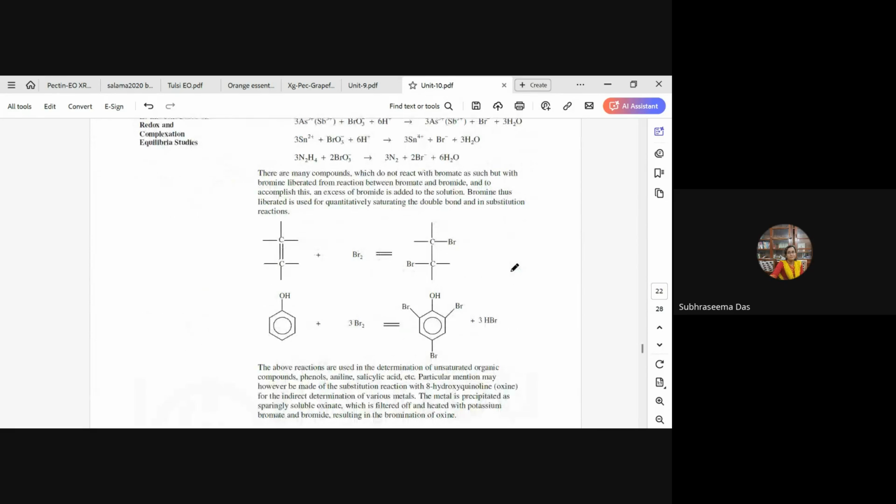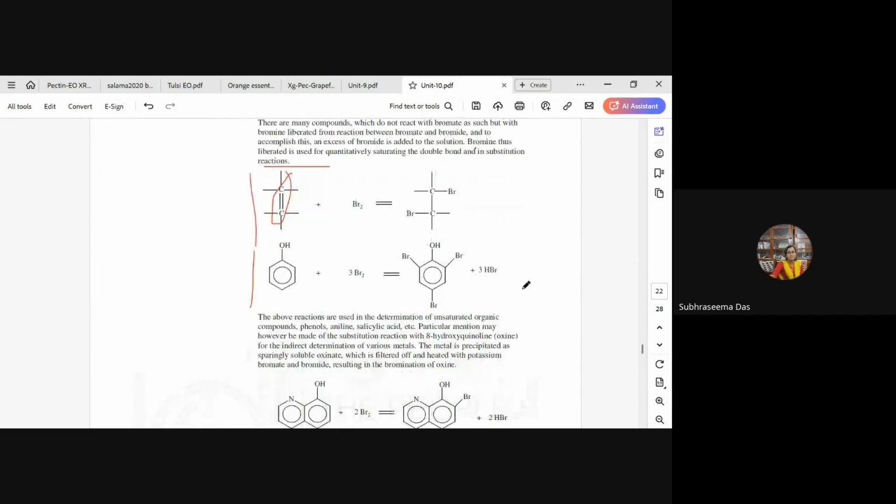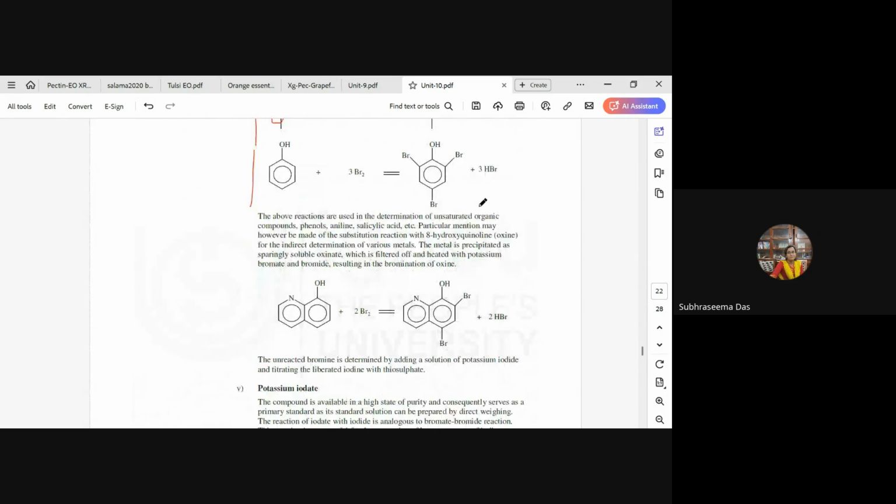There are many compounds which do not react with bromate as such, but react with bromine liberated from these reactions, and here it is used. Bromine is quantitatively used for saturating the double bond in such types of reactions. Here bromine saturates the double bond present here. The above reactions are used for the determination of unsaturated organic compounds.